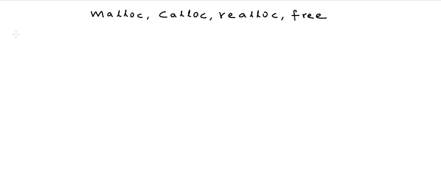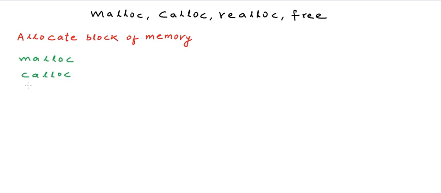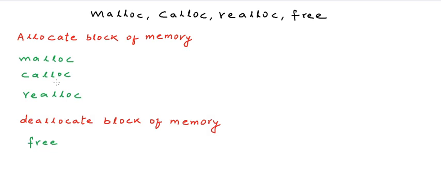We will be talking about three functions that allocate a block of memory on the heap, and these functions are malloc, calloc, and realloc. And we will also be talking about one function that deallocates a block of memory on the heap, and this function is free. Now let us first talk about malloc.